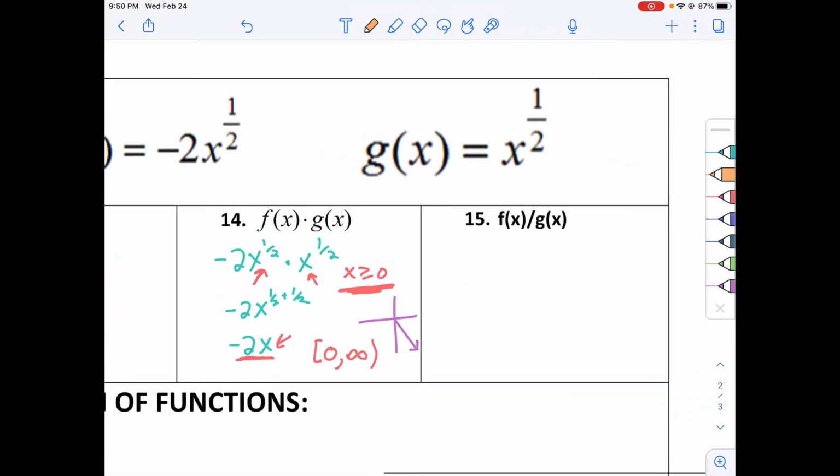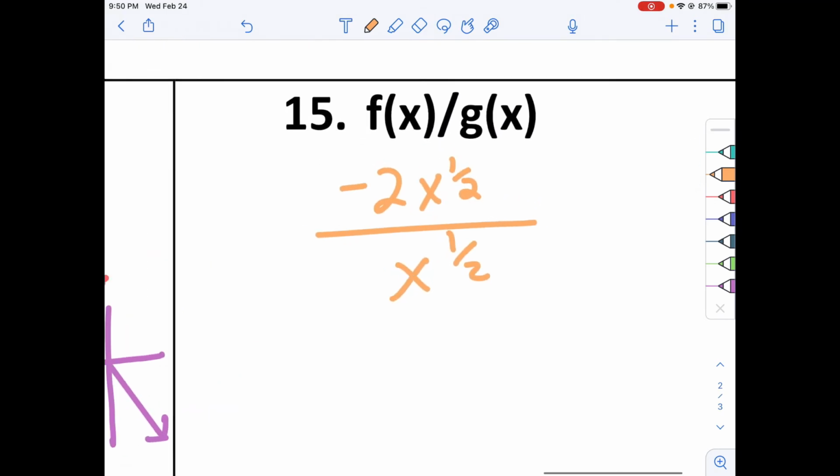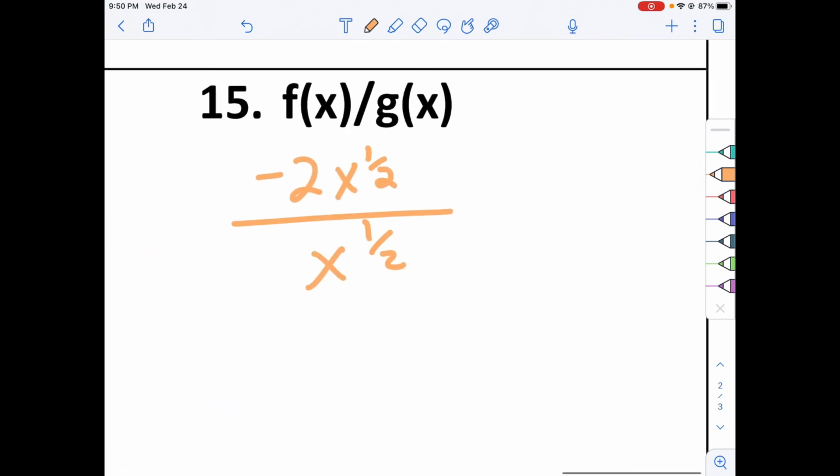15. So for 15, we have f of x, which is negative 2 x to the 1/2, and we're dividing it by x to the 1/2. So here we have 1/2 minus 1/2, which is going to give us 0, so that's negative 2 x to the 0. So this final equation is just negative 2, all right?